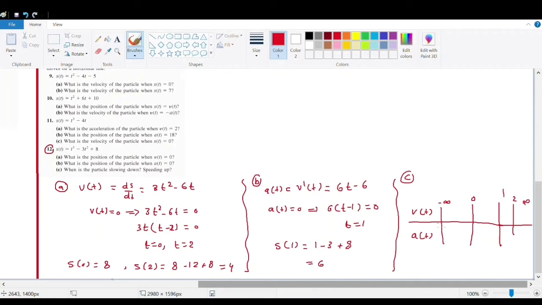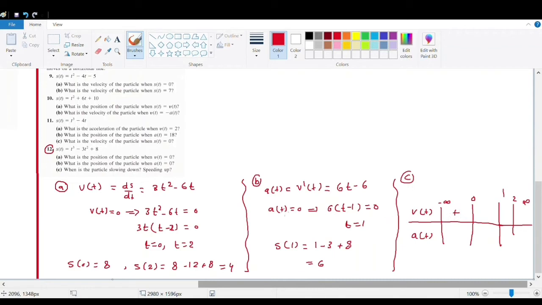Then you need to know the sign of the velocity in each interval and the sign of A(t) in each interval, and then you will say where the object is speeding up and where it is slowing down. From minus infinity to 0, take any number and substitute in the velocity. For example, let us take minus 1. If we substitute minus 1, it will be 3 plus 6, which gives us positive. So here it is positive.